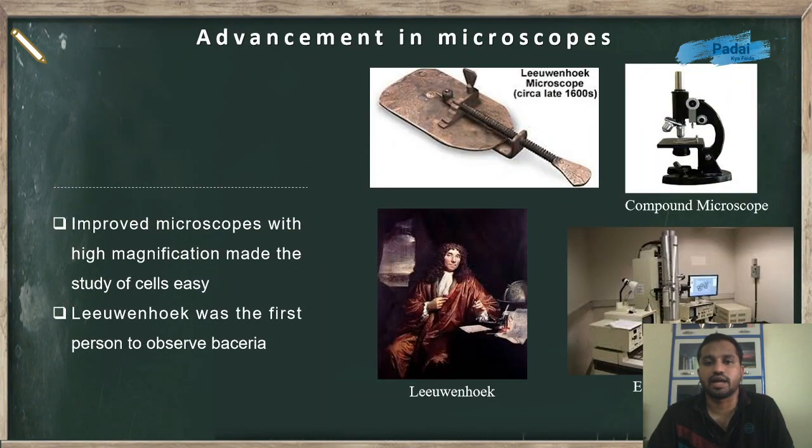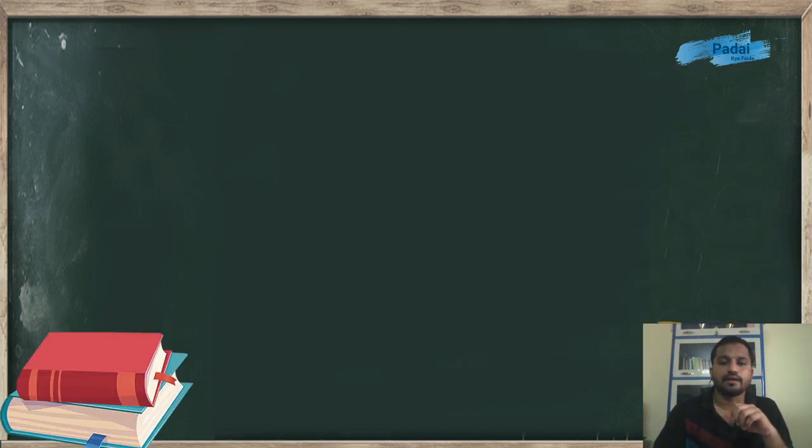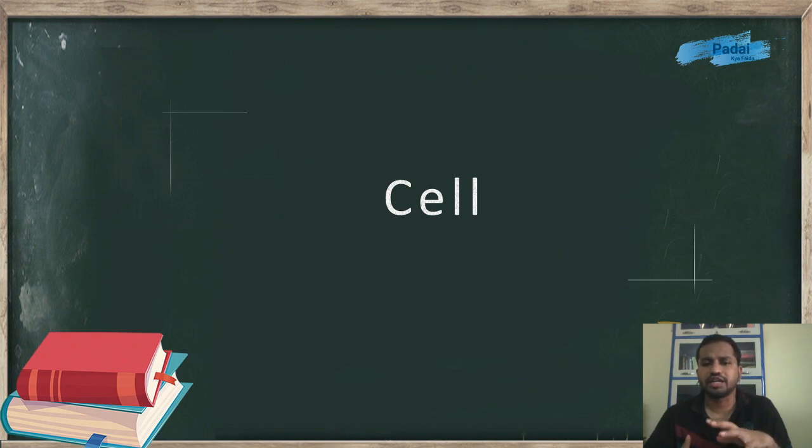Later, advancements took place. Initially Leeuwenhoek's microscope had a single handle, where one end of the handle had a lens and at the other end you needed to look through with your eyes. Then later we got the compound microscope. Later we got the electron microscope. This improvement, with high magnification microscopes, made the study of cells easy for scientists. So later we got to know much more in detail about the cell.